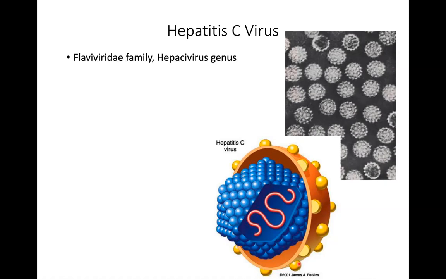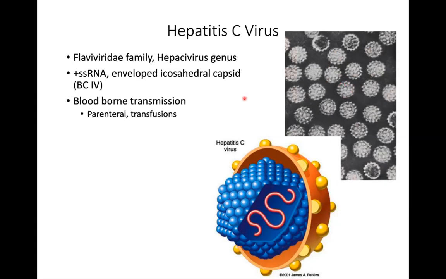Okay, hepatitis C. It belongs to the family Flaviviridae and the genus Hepacivirus. Other flaviviruses of note that you've heard about are dengue virus, West Nile virus, and Zika virus. It has a positive sense single-stranded RNA genome, an enveloped icosahedral capsid, so it belongs to Baltimore class 4. Here's our RNA genome inside this icosahedral capsid, all of which is surrounded by an envelope, and they make very nice electron micrographs like you can see here.